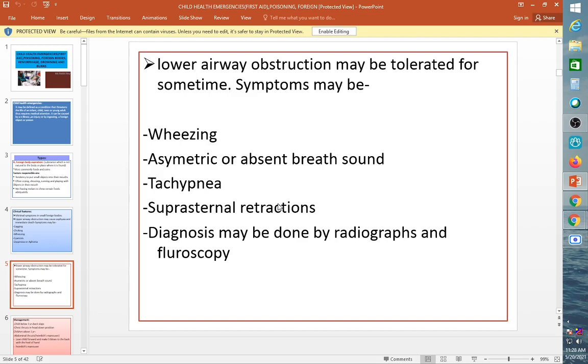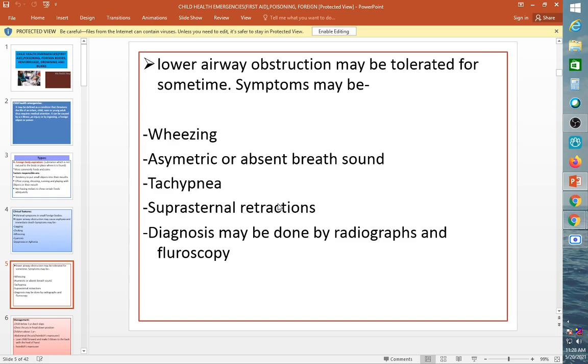Sternum? Yes, ma'am. You must know what the sternum is. When a child breathes, if you open the clothes of the child, you will see that above the sternum there is a pulling in of the muscle, retraction. Understand? When the child is breathing, there is retraction, a pulling in of the muscle. This occurs when there is obstruction.